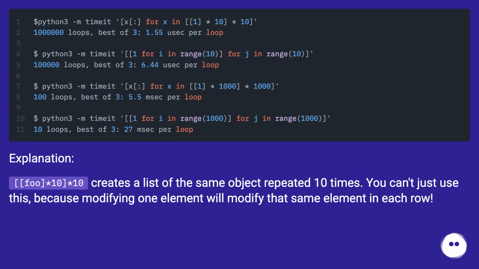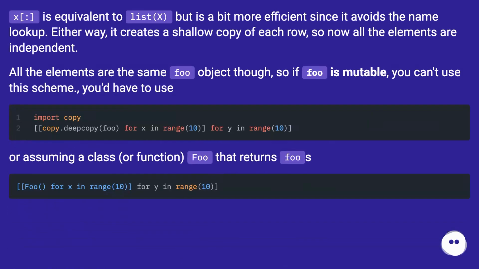Explanation. Foo * 10 creates a list of the same object repeated 10 times. You can't just use this because modifying one element will modify that same element in each row. X column is equivalent to list(x), but is a bit more efficient since it avoids the name lookup. Either way, it creates a shallow copy of each row, so now all the elements are independent.